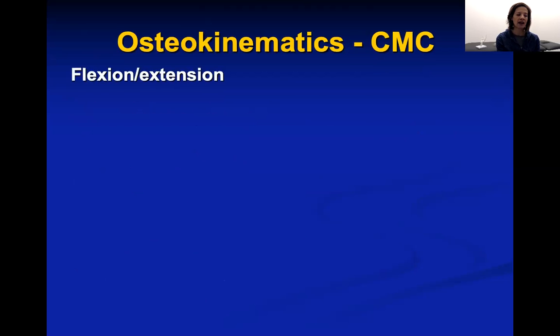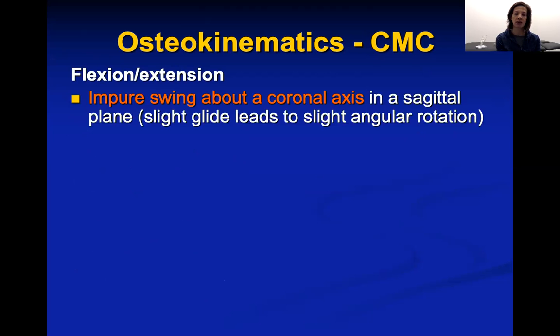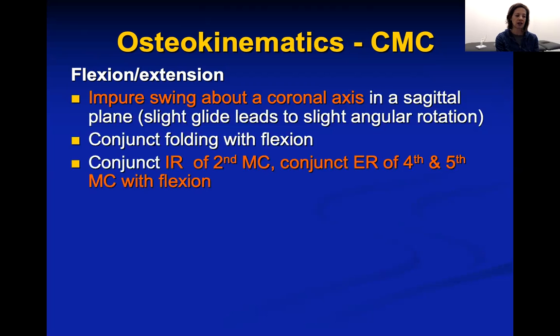The osteokinematics, the flexion extension, is an impure swing about a coronal axis in a sagittal plane. So the coronal axis, of course, but as we indicated before, there's a combined movement which will give us this impure swing. So there's a conjunct folding with flexion, which means we have an internal rotation of the second metacarpal and a conjunct external rotation of the fourth and fifth metacarpal with flexion.